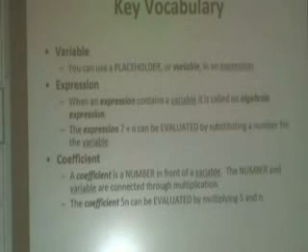Lastly, we'll be talking about coefficients. A coefficient is a number in front of a variable. The number and variable are connected through multiplication. The coefficient 5n can be evaluated by multiplying 5 and n. And once again, evaluate is just a fancy word for saying solve. And a coefficient is just a number and a letter that are connected through multiplication.